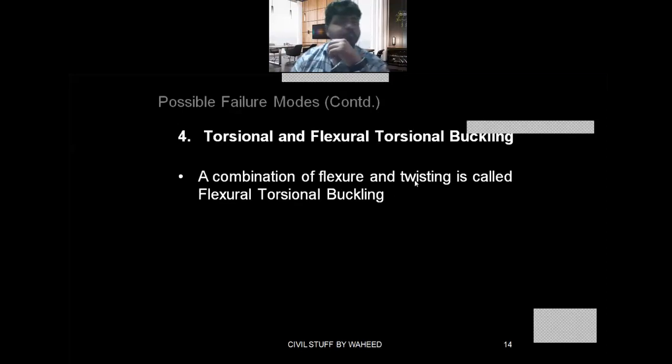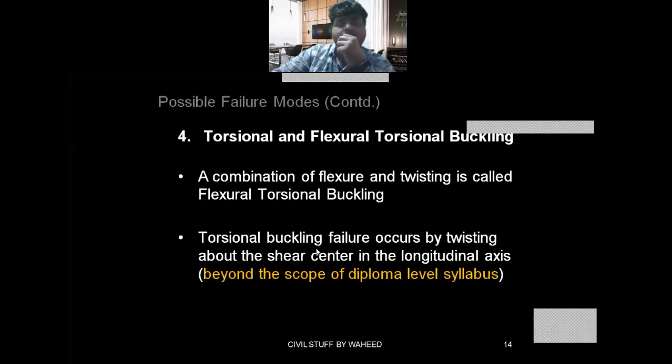Suppose you are washing your clothes, and while you are squeezing it, whatever is developed there is nothing but twisting. Squeezing is nothing but twisting it. It is called flexural torsional buckling. Okay. Next, torsional buckling failure occurs by twisting about the shear center in the longitudinal axis. As I said, the cloth will be twisting in this direction. That is nothing but a torsional buckling failure.